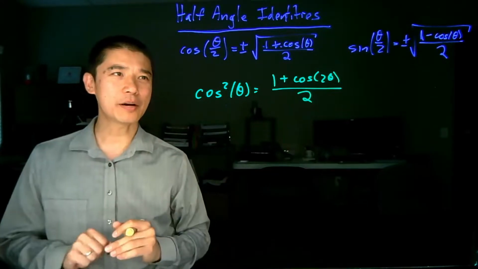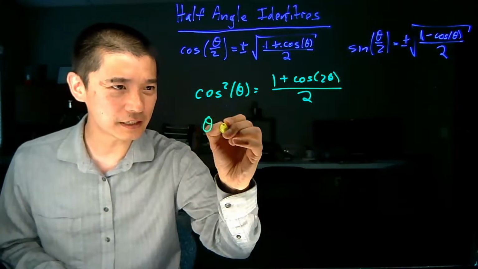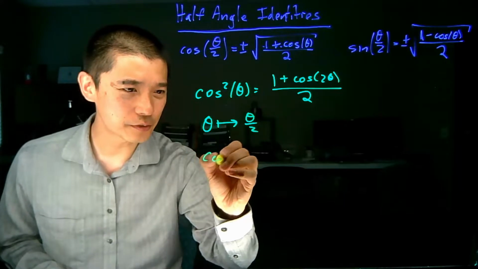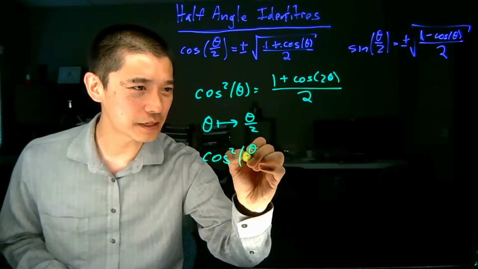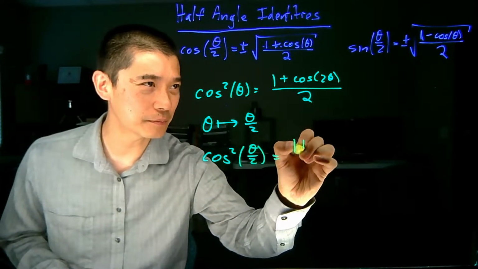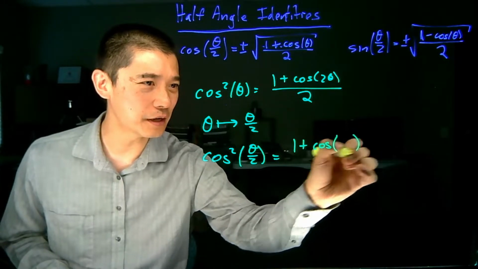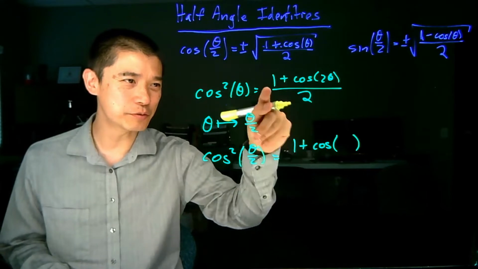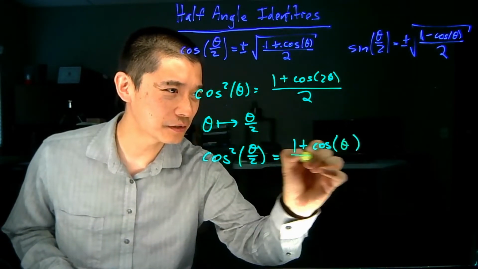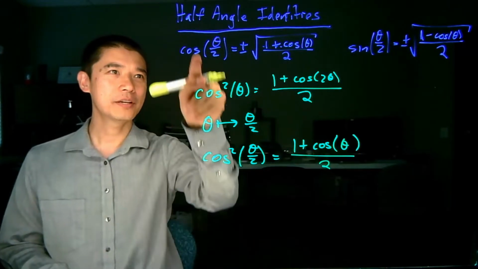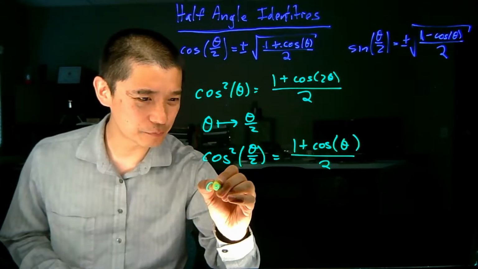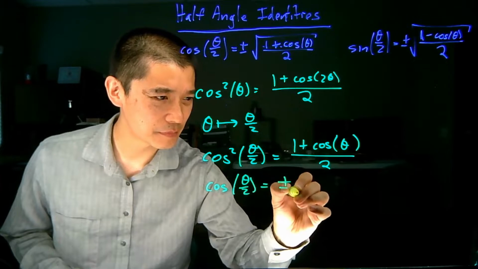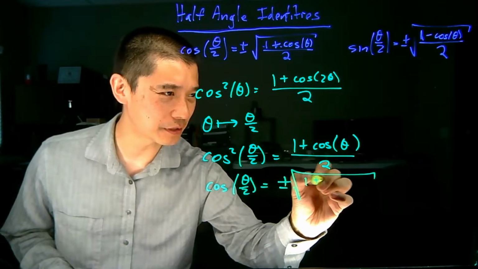Now we're just going to make a couple substitutions. We're going to replace theta with theta over 2. So then we get cosine squared of theta over 2 is equal to 1 plus cosine of, well, 2 theta becomes 2 times theta over 2, and the 2's cancel out, so cosine theta over 2. And now we see that we just take the square root of both sides. Remember, when we take the square root, we have to include a plus or minus.